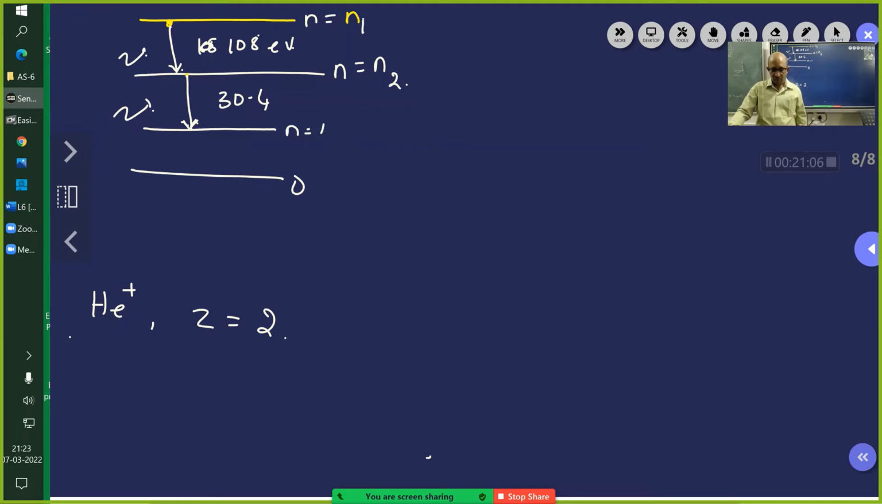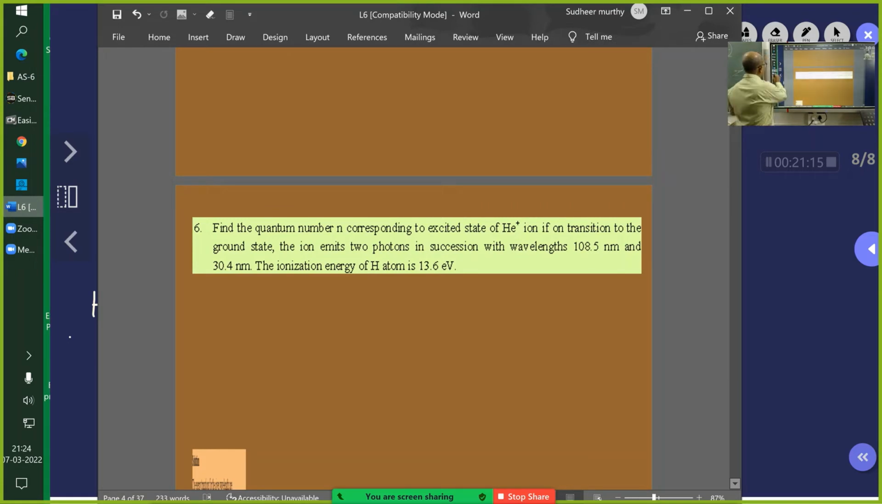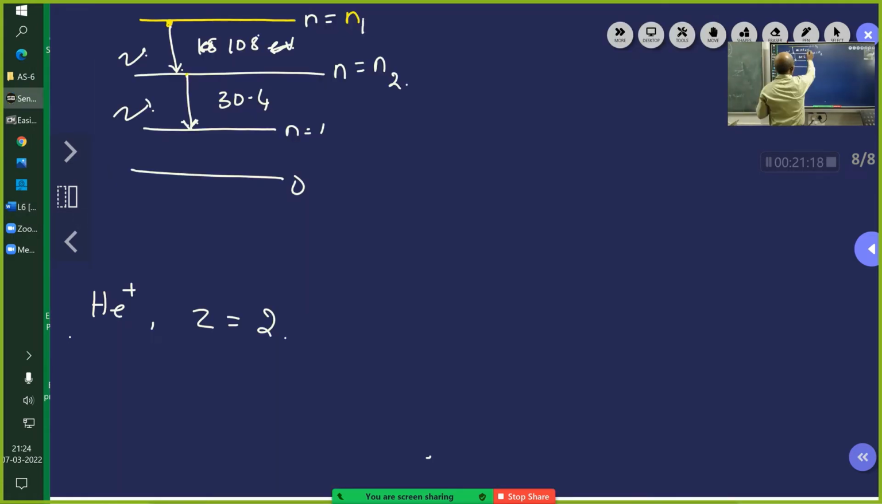So how will you go about solving this problem? Sorry, I made a mistake here. This is not eV, this is nanometer. They have given the wavelength of the photon coming out, not the energy. So from this data, you can find out delta E1. What will be delta E1?